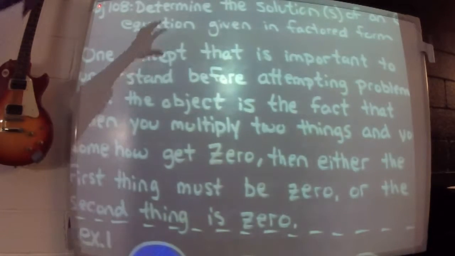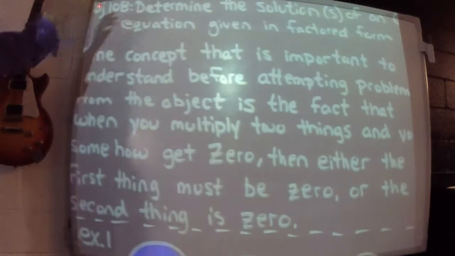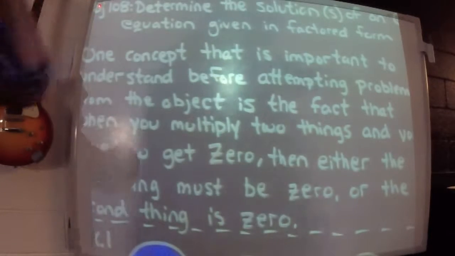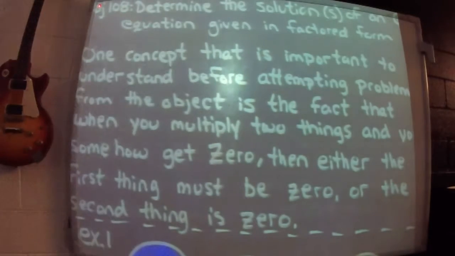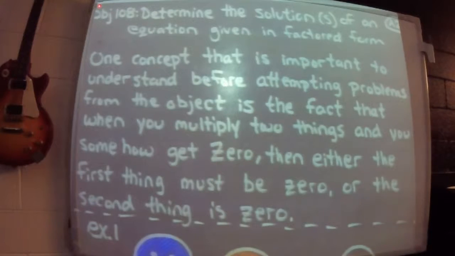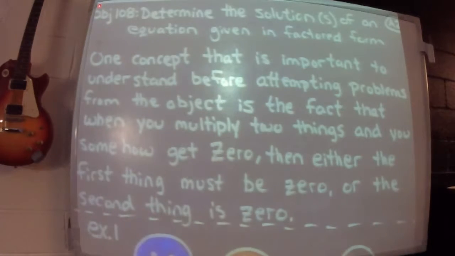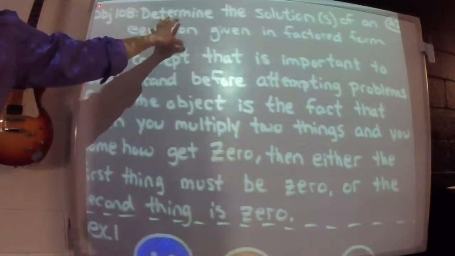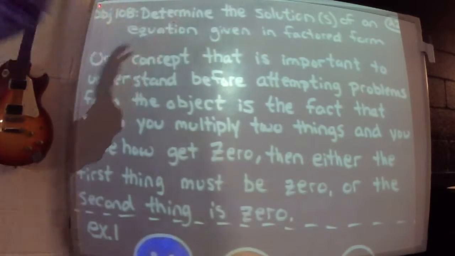On Objective 108, I'm going to read the title, but then I'm going to talk to you about what we're doing on 108. It says determine the solutions of an equation in factored form. We've been factoring the last couple weeks, and factoring is where we take a trinomial and basically unfoil it into two binomials. So it's in factored form, you're going to see two binomials.